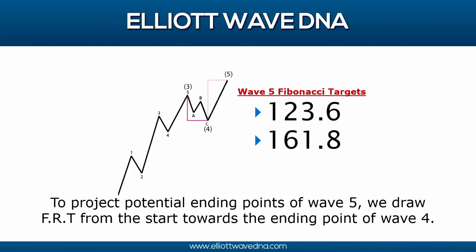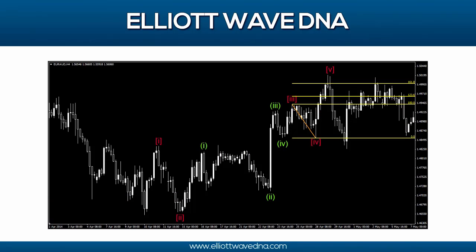To project potential ending point of wave 5, we drew Fibonacci retracement from the start towards the ending point of the wave 4. And now we are going to look for the inverse level. The most commonly reached levels are inverse 123.6 and 1618 of the wave 4. Here is how we would project that on the chart.